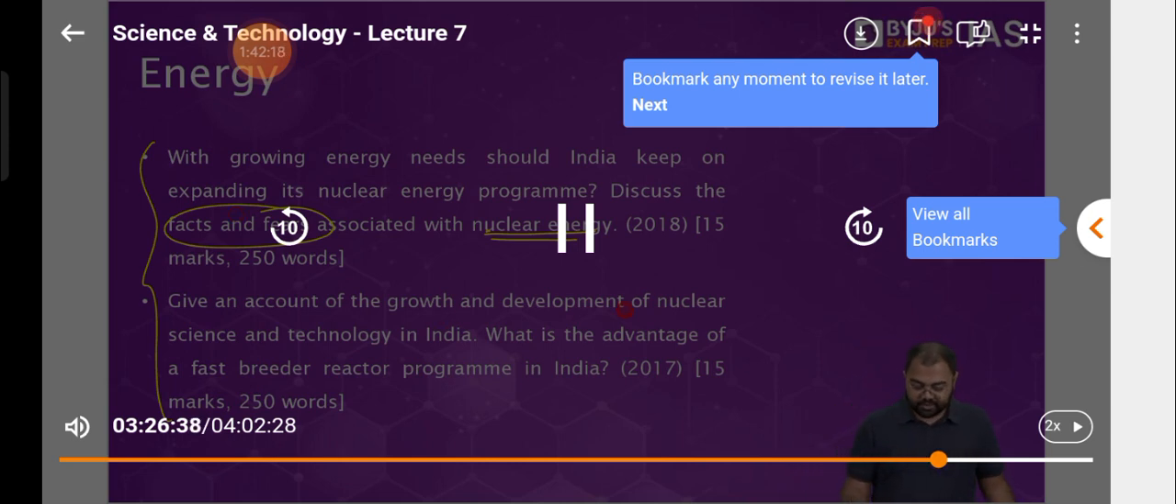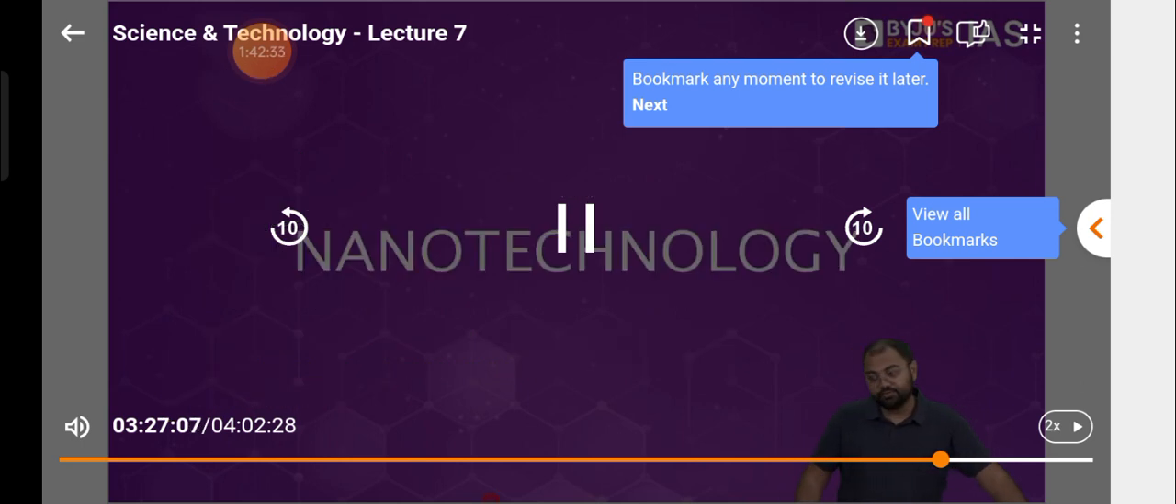Given an account of growth and development of nuclear science and technology in India, what is the advantage of the fast breeder reactor program in India? So we discussed the three-stage nuclear program. That precisely is what we have to mention in this particular question. So again, a direct question on nuclear energy. All right. So these are certain questions that have been asked. Please practice. Please write the answers on your own. Write the answers, submit them to us, and get your own understanding of where you are and what you are doing. That's more important than anything else. All right. So please do that.